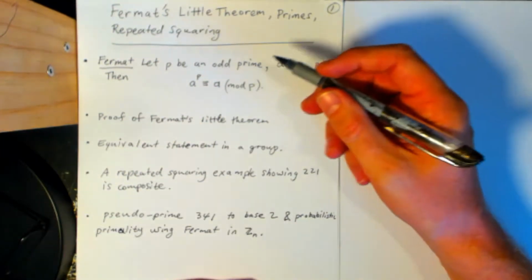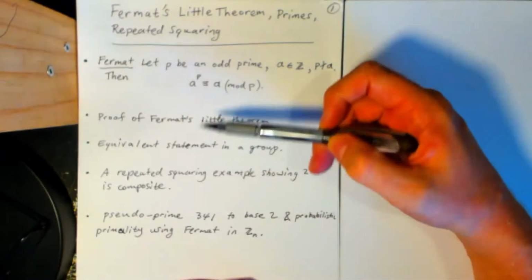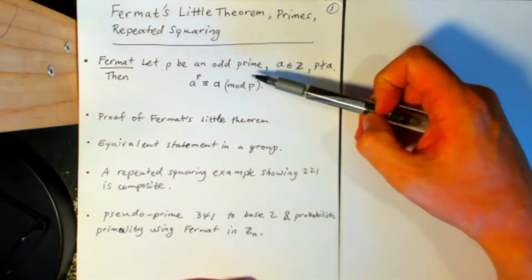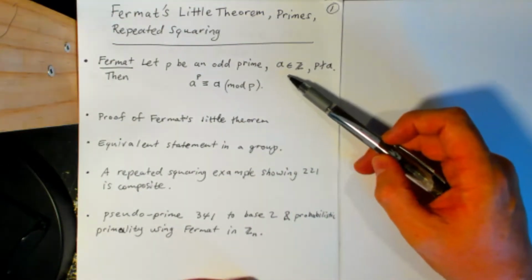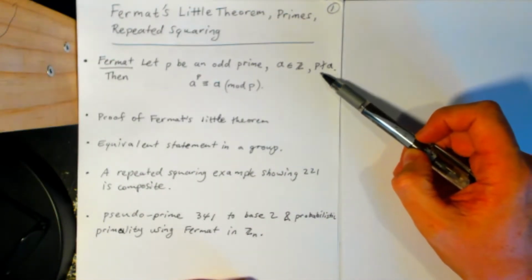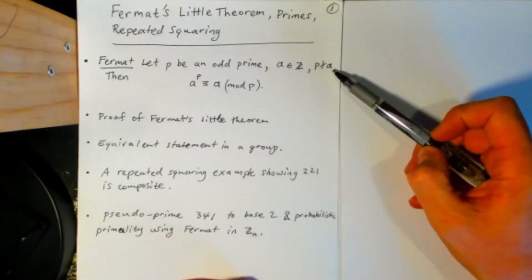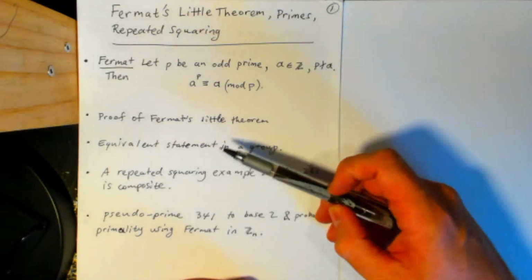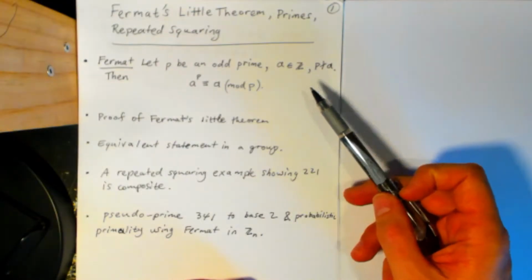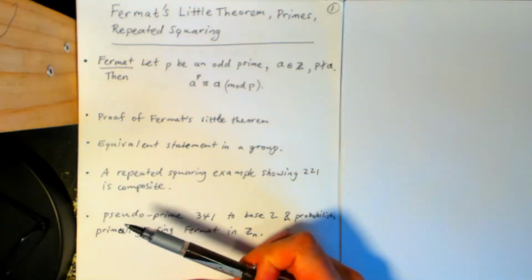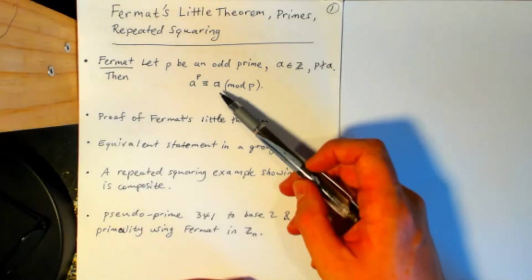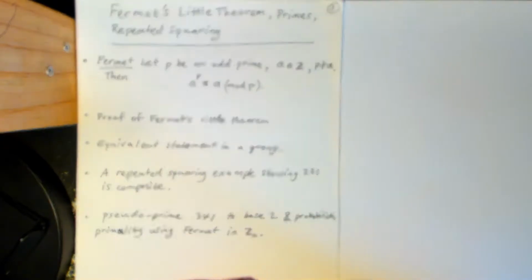So first we have Fermat's little theorem, which says let P be an odd prime, let A be an integer, and suppose that A is an integer such that P does not divide A. Okay, if that condition is satisfied, then A to the power of P is congruent to A modulo P.